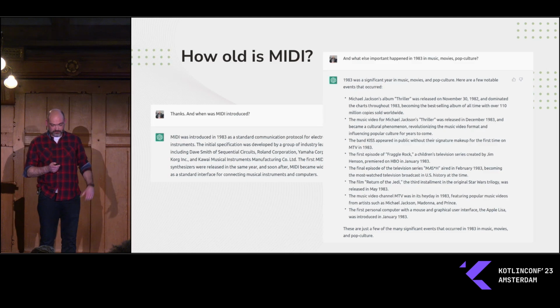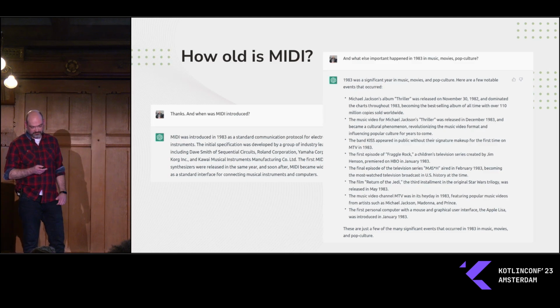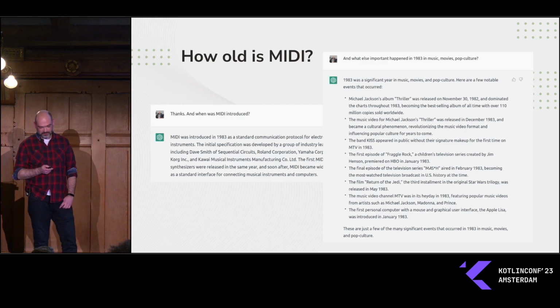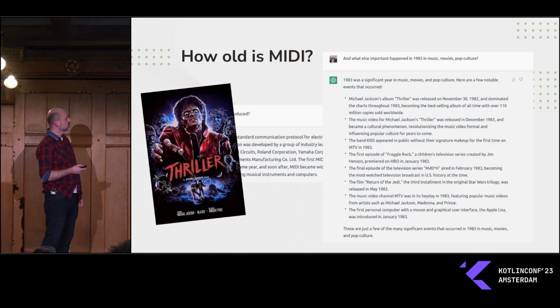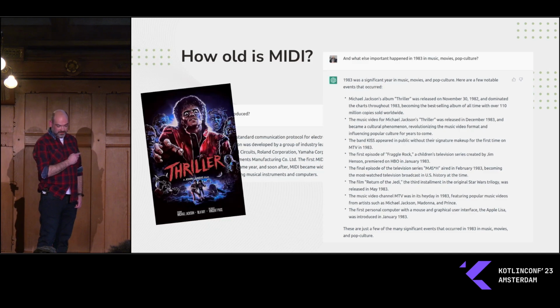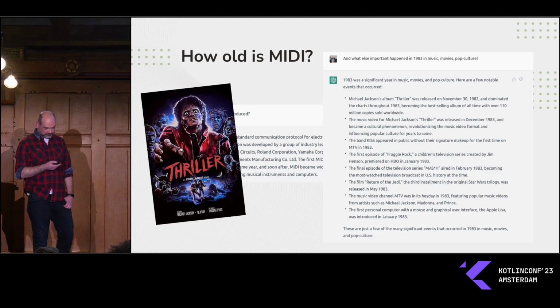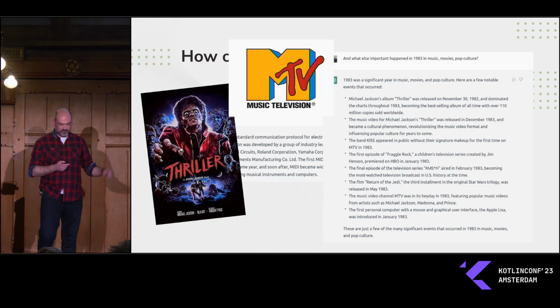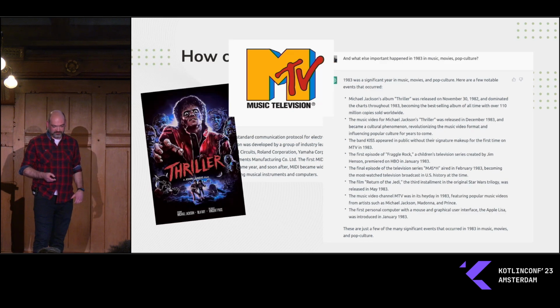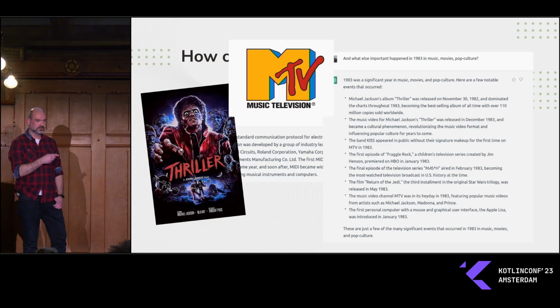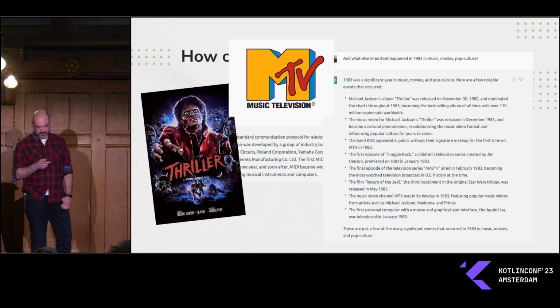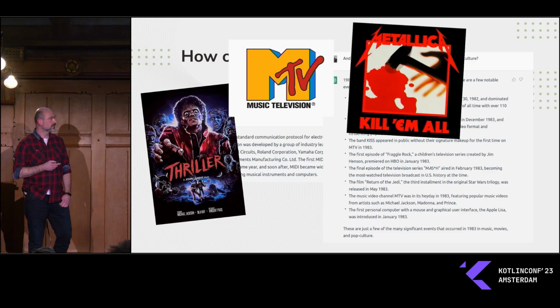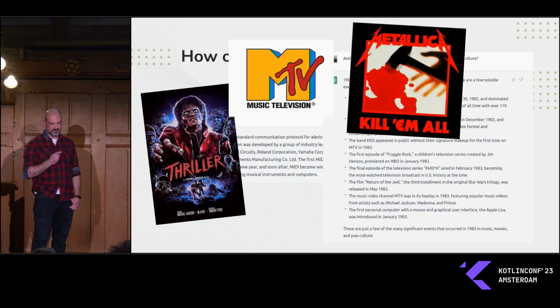Because I like to find out what happened in a given year, I kept talking with ChatGPT about various events. It was the time that Michael Jackson released the Thriller album and also the music video, which I guess was voted one of the best music videos of all time. Those music videos were played on MTV, music television, which at that time actually played music videos, not those stupid reality shows. And it was also the time that Metallica released their first album, and some state that this is the last good album of Metallica.